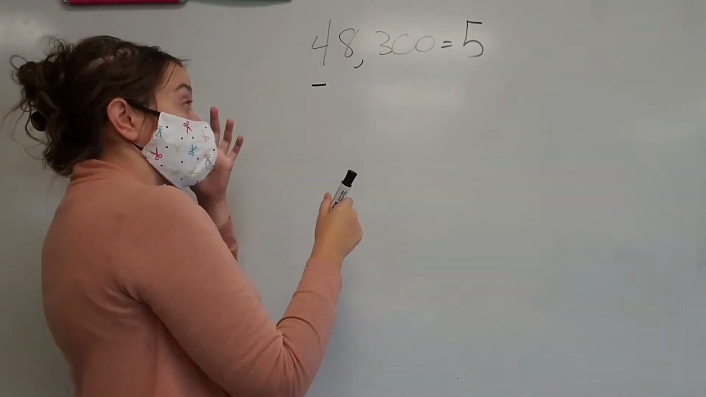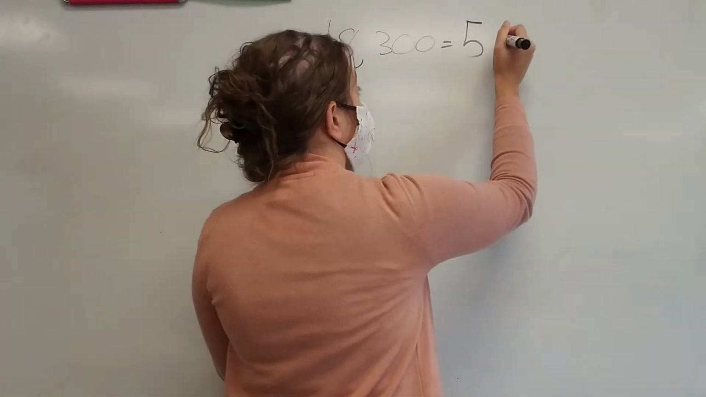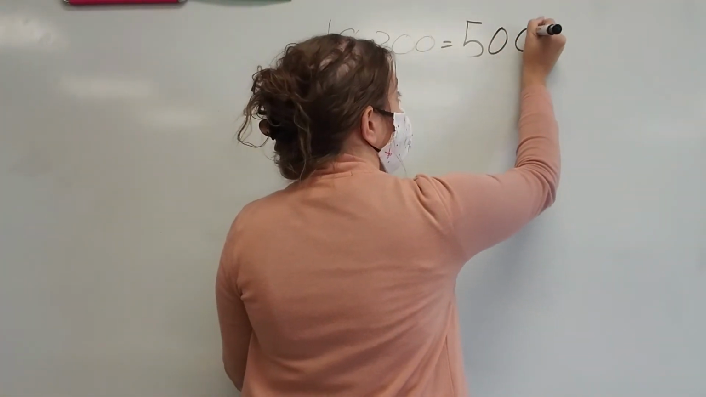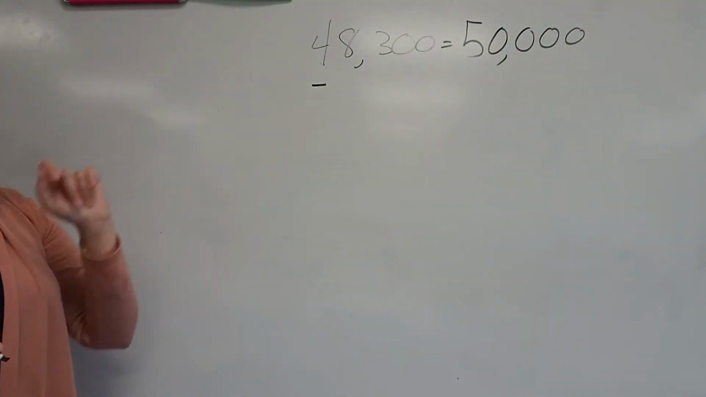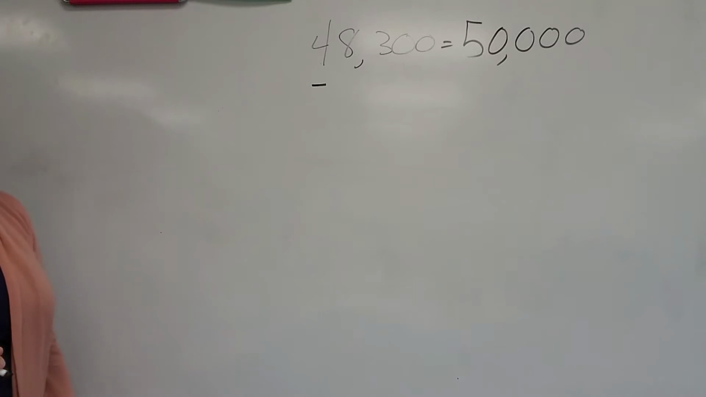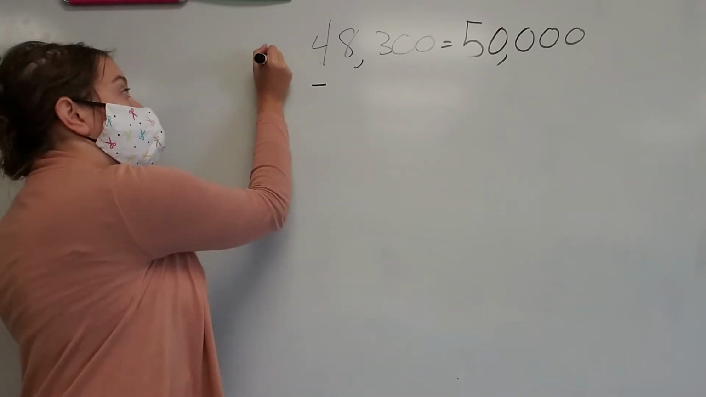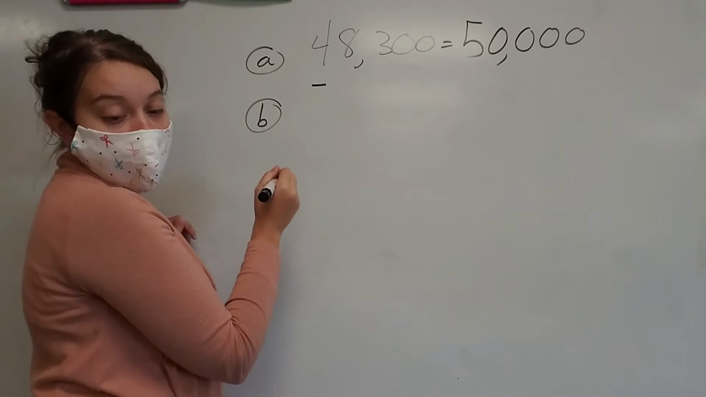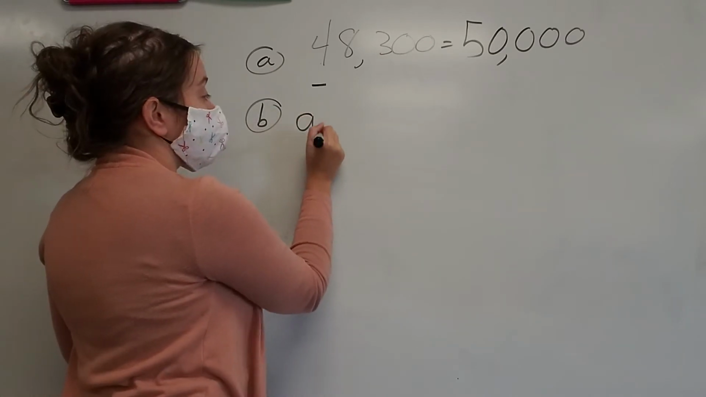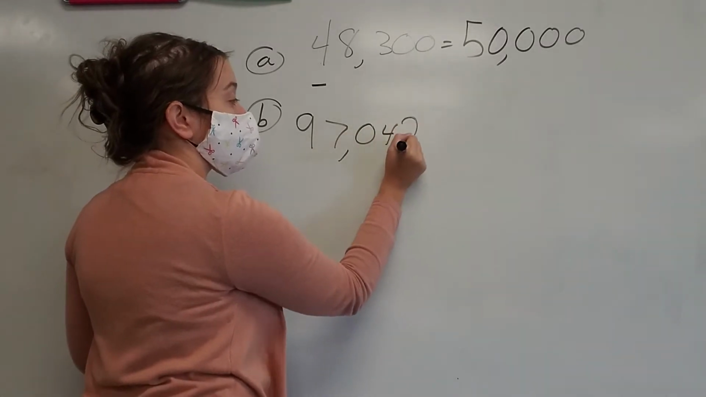Let's count and see how many zeros we need. 1, 2, 3, 4. So we need 4 zeros. 1, 2, 3, 4. So now we have 50,000. Let's do B. That was A. Let's do B. For B, we have 97,042. Right?